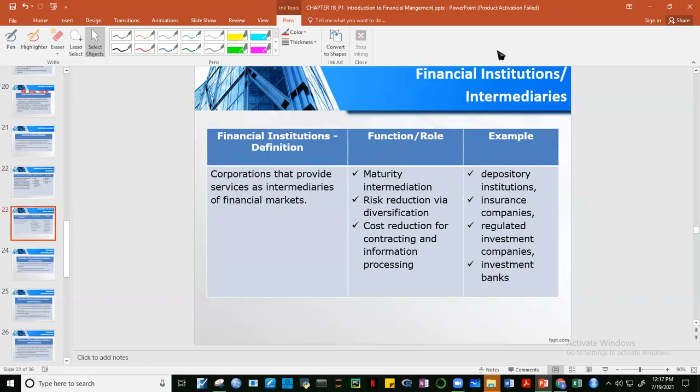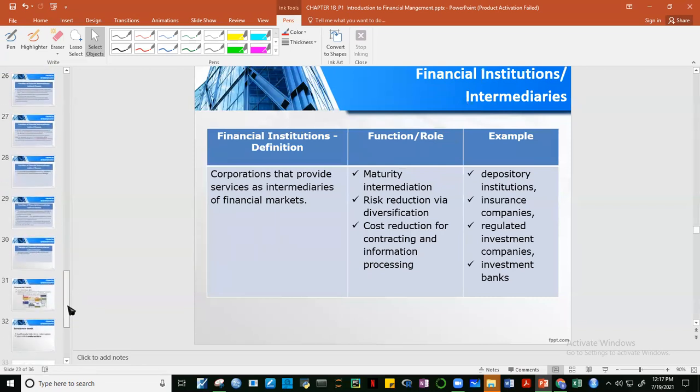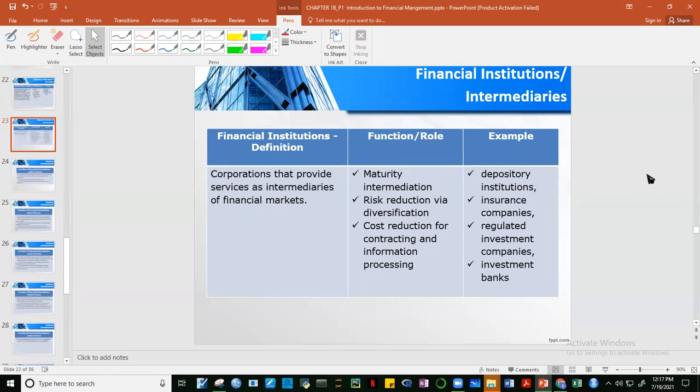Okay. Ito naman, guys, intermediaries. So medyo ilang slides to. We will take a look at the benefits of using intermediaries. Sabi natin, di ba, ang finance pwedeng direct finance or indirect finance. So sa indirect finance, meron tayong intermediaries. These are corporations that provide services to the financial markets. Okay? So meron tayong maturity intermediation, risk reduction via diversification, and cost reduction. Okay? So I'll explain this in greater detail as we move on. So example nito, insurance companies, investment houses, investment banks, regulated investment companies, depository institutions. So several examples of financial intermediaries. Ang pinaka-common dito, guys, yung insurance companies at saka yung investment banks. These are the most common ones.